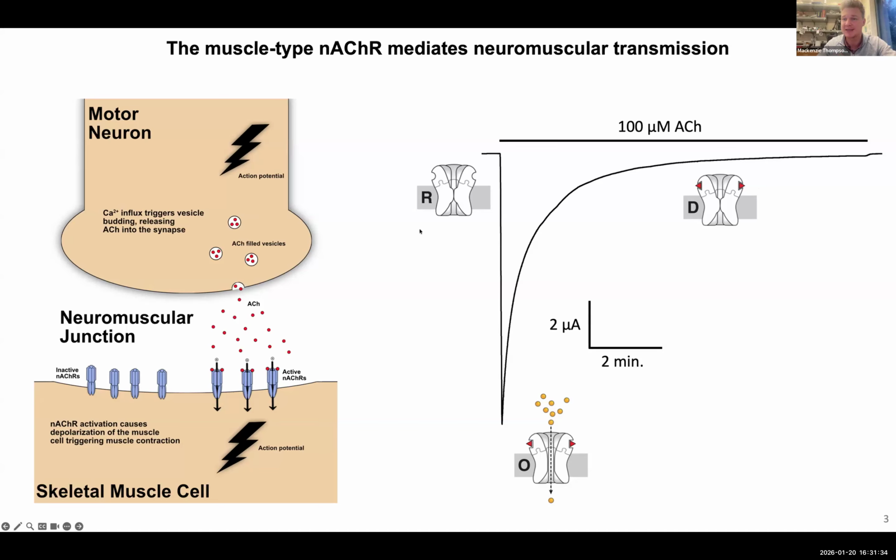In the absence of agonists, they predominantly adopt these resting conformations, which have low agonist binding affinity and a non-conductive channel pore. And upon acetylcholine release, they transiently adopt these open states that have a high agonist binding affinity and are conductive to cations. And then in the presence of prolonged agonist exposure, they adopt these desensitized states. And really the critical thing that I'm going to try and talk to you guys about today is the importance of understanding these conformational transitions between these various functional states.